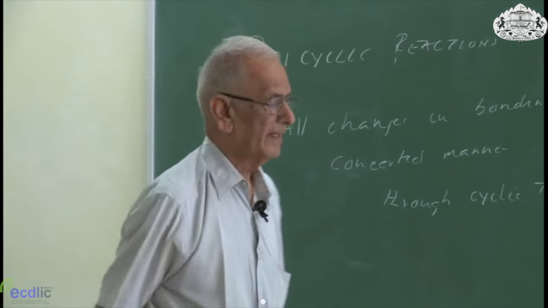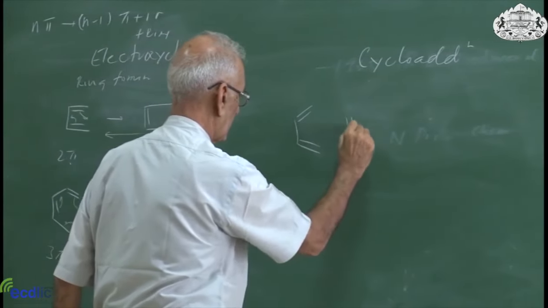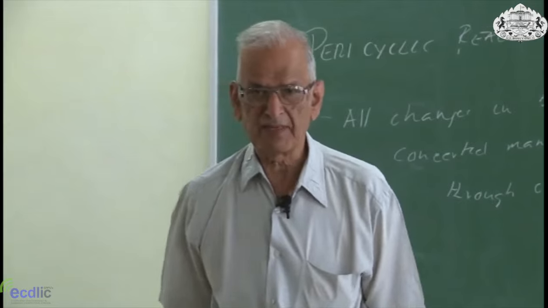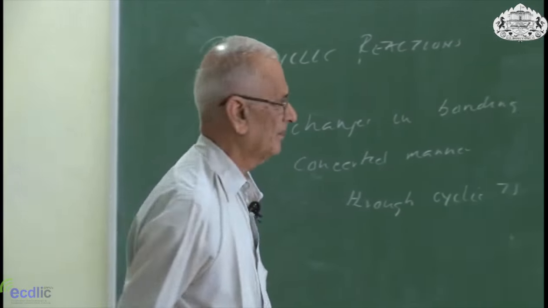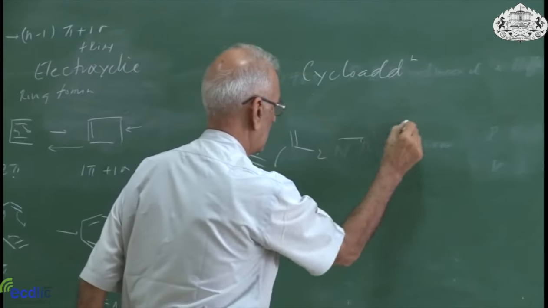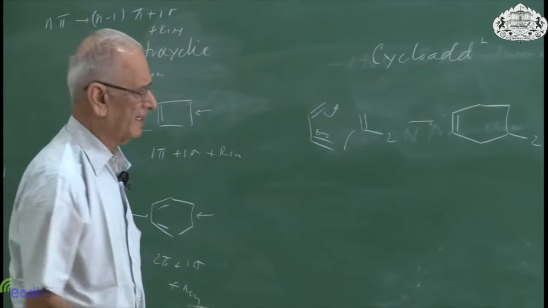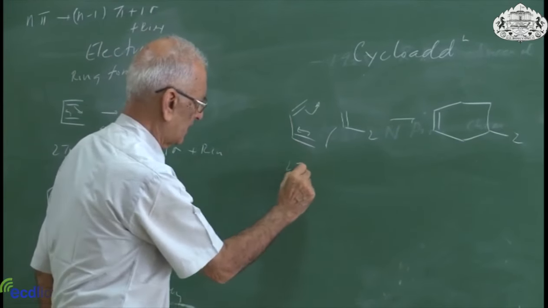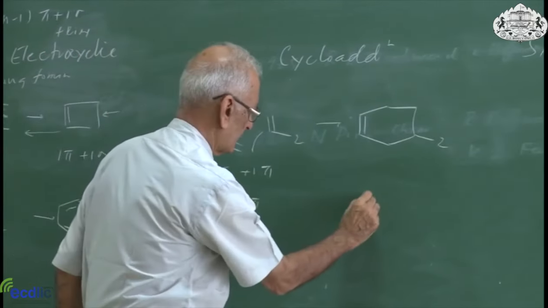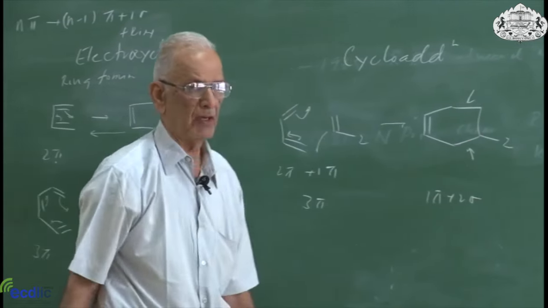In our next group of reactions, the cycloaddition, there is a very famous reaction. What is this very famous reaction? Diels-Alder. Our starting materials on the left hand side have 2 pi bonds plus 1 pi bond, a total of 3 pi bonds. In my product, I have 1 pi bond and I have made 2 new sigma bonds and a ring.